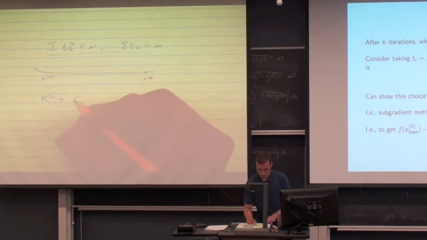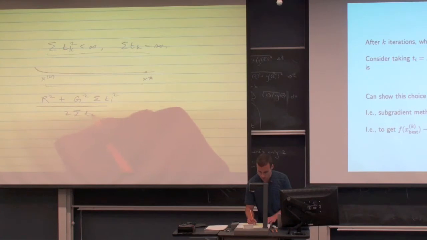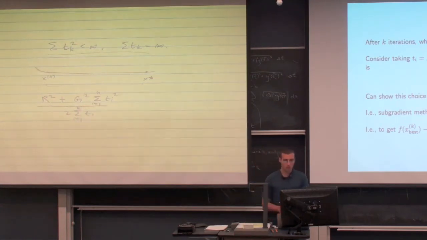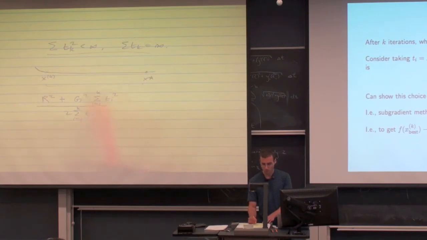Right, this bound was r squared plus g squared times the sum of ti squared, all over 2 times the sum of ti. And now we're going to want to make this on the order of 1 over root k. Because if we can, then we're going to show that the error is on the order of 1 over root k.